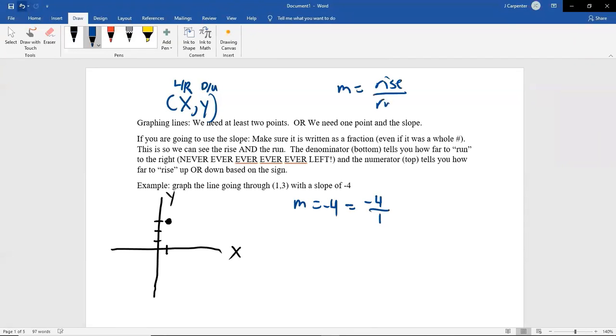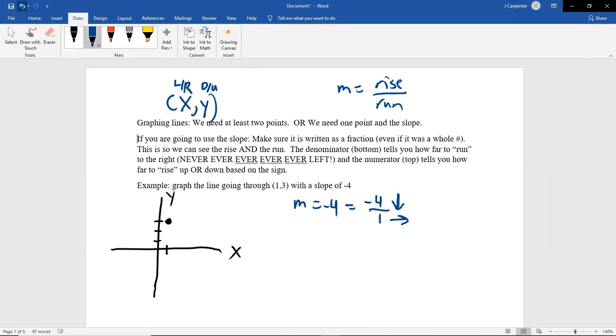rise over run. We call that a rate of change, rate meaning fraction, change meaning subtraction. I'm not actually finding a slope here. I was given it, but I'm just reminding you of those definitions. So the bottom number tells us how far we go right, never ever left. And the top number tells us how far up or down to go. And we said it's based on the sign and it should make sense. Up is positive, down is negative. So we'll go down 4.